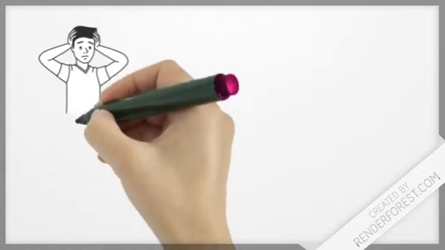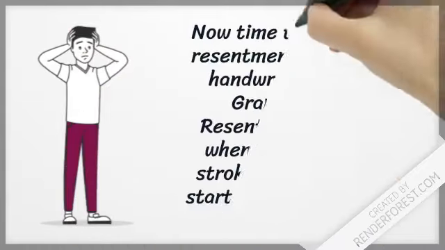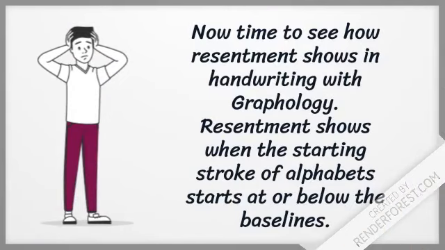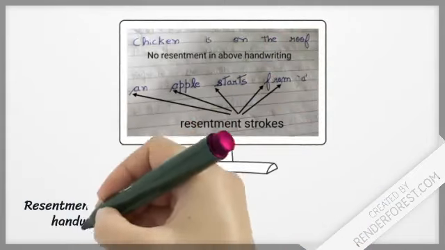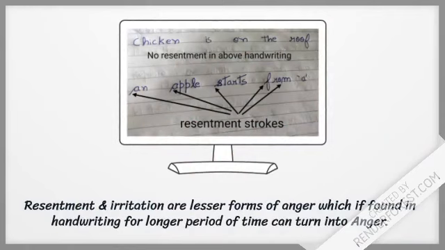Now it's time to see how resentment shows in handwriting with graphology. Resentment shows when the starting stroke of an alphabet starts at or below the baseline. Resentment and irritation are lesser forms of anger which, if found in handwriting for a longer period of time, can turn into anger.